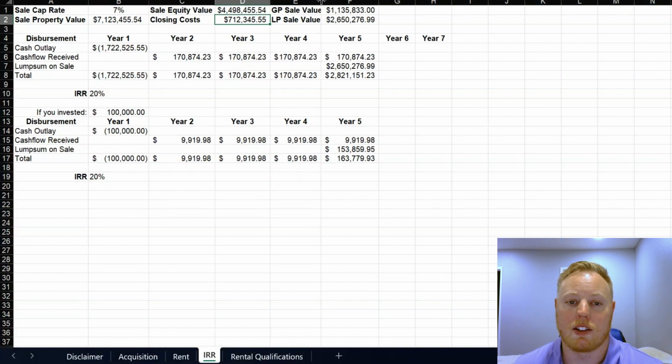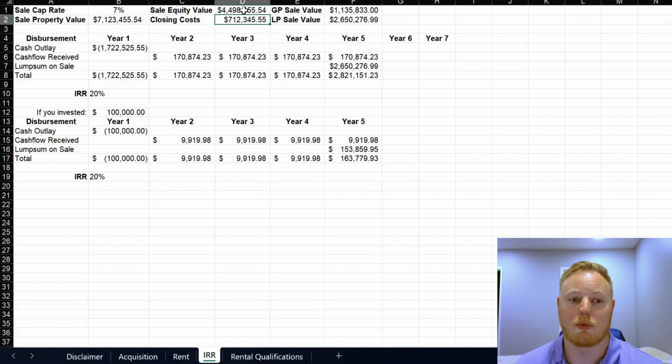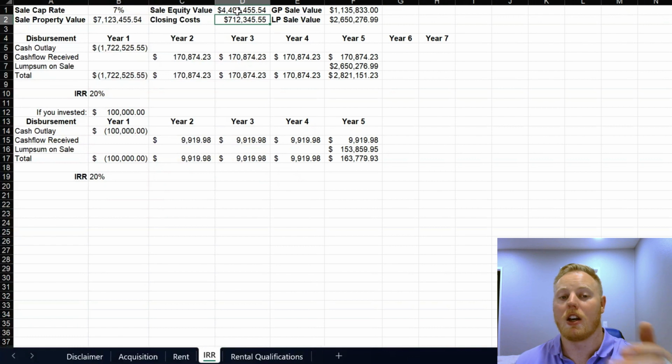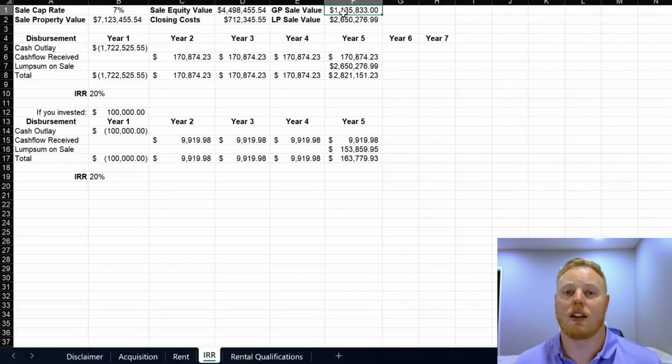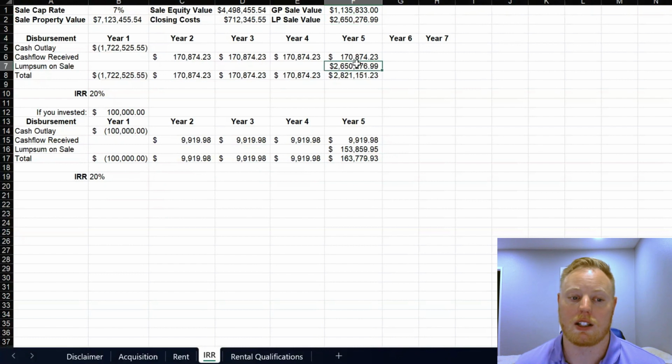And then you take out those numbers and subtract the equity value, which is the total purchase price minus the debt to get the payback, minus the closing costs, is how much value is distributed, and you split it up based on the 70-30 split. So the GP, myself, will get 1.1 million, and the LPs would get 2.6. That's where this 2.6 comes from.